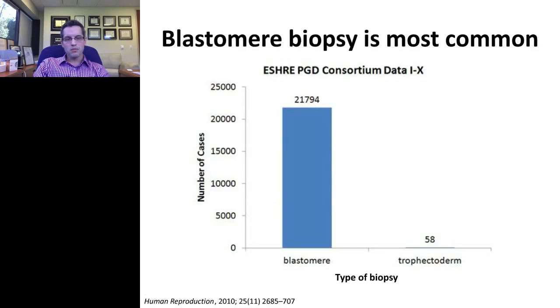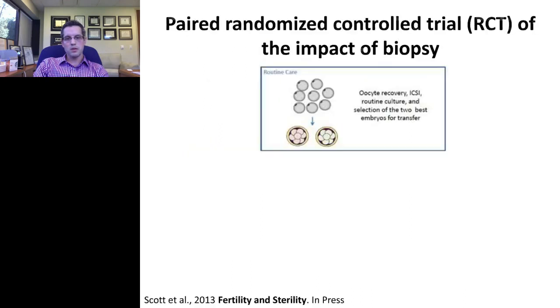The majority of the world, up until more recently, performs testing at the cleavage stage by obtaining an individual blastomere as opposed to a trophectoderm. Again, though, it's really important to evaluate these methodologies and understand what might be the safest. There are many theoretical advantages to doing a trophectoderm biopsy over a blastomere biopsy.